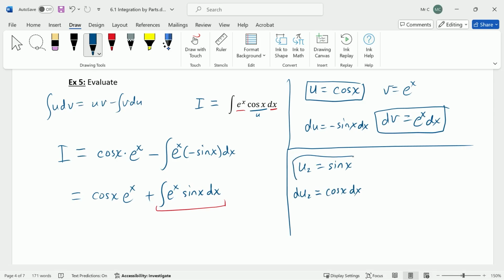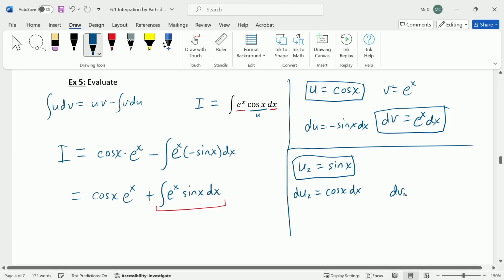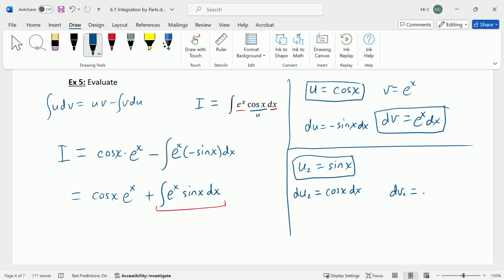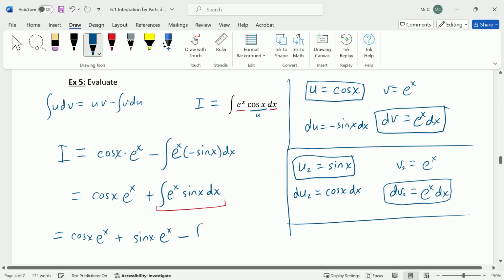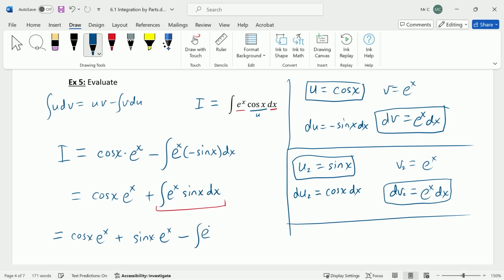So if I pick my second u to be sine of x, then du will be cosine of x dx. And my second dv has to be then e to the x dx. So my second v is e to the x. And so now we're going to write this expression e to the x sine of x. We're going to rewrite it using integration by parts again. So we get uv minus the integral of v du.